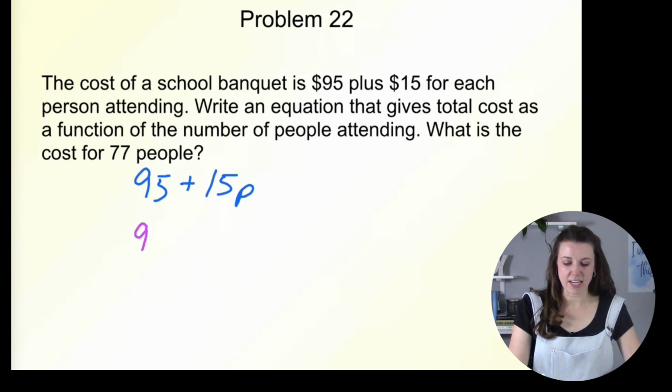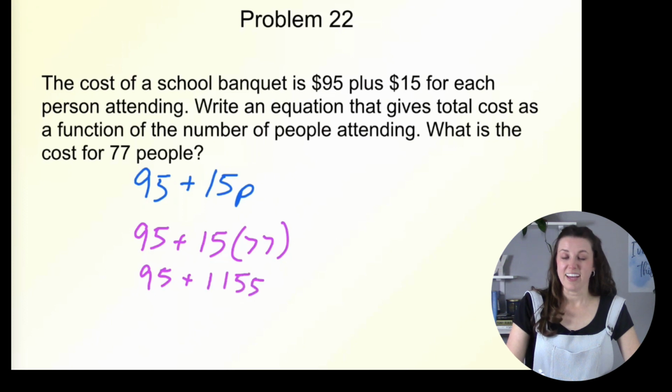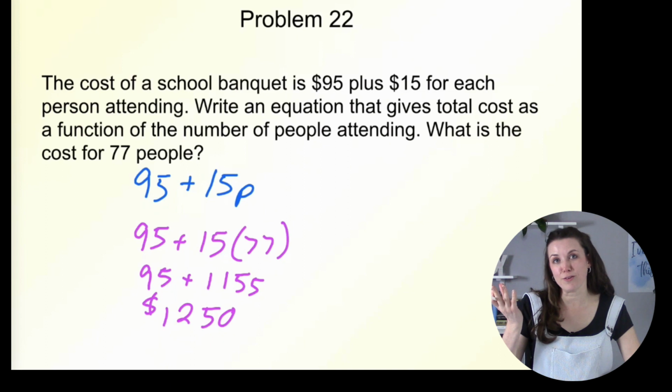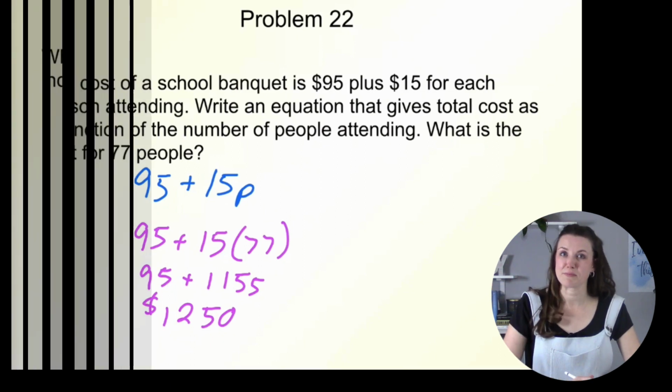So I'm going to take 95 plus 15 times 77, and 15 times 77 is 1,155. Add those numbers together, and I get $1,250. That's how much it costs for the 77 people. Of course, if you have more people, the cost will be higher. If you have fewer people, the cost will be lower.